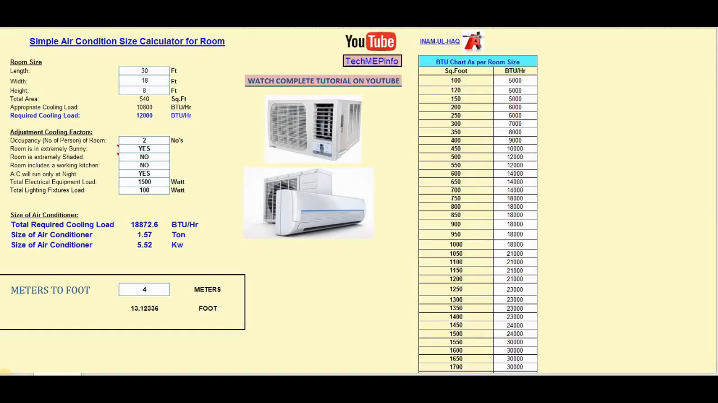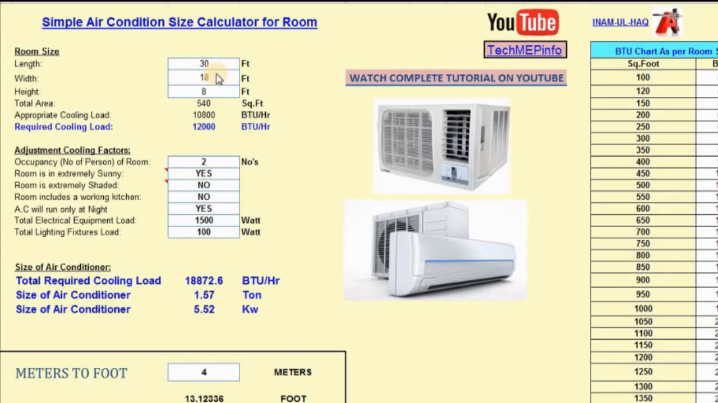So let's start. In this video, we will discuss how to select the best AC for your home and office. This method is very simple and easy, and anyone can understand it and do it themselves. I always try to share the best and easiest methods for my viewers. Anyone can try this method. It is not only for engineers and professionals.